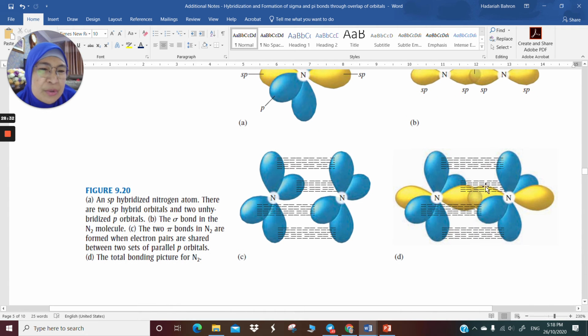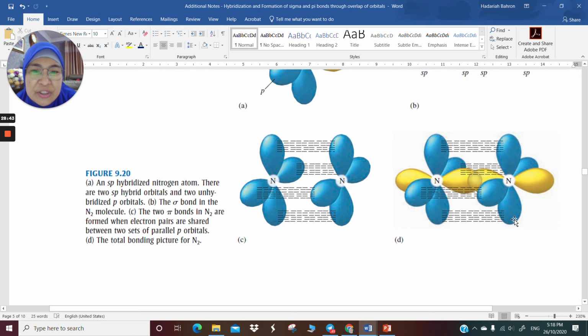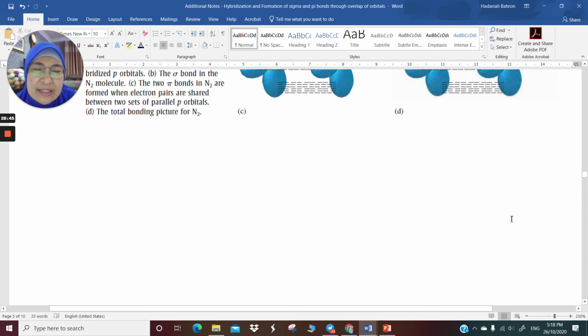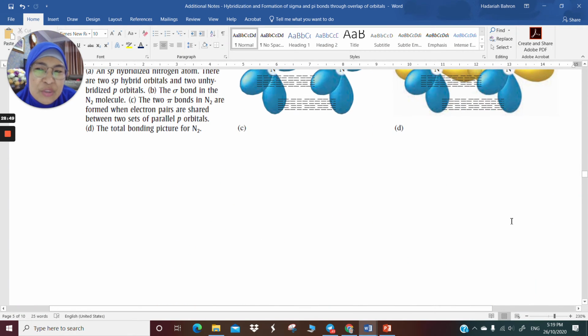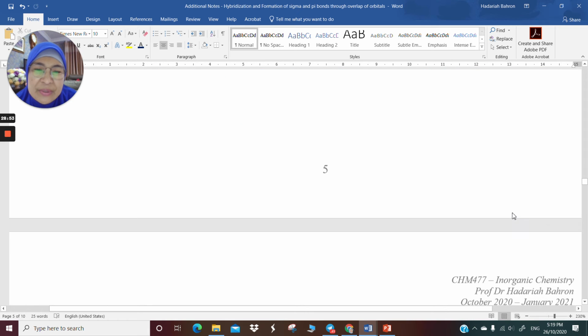So if you want to draw the whole picture of a nitrogen molecule, you have the yellow sigma bond and you have the blue overlap to make two pi bonds. Yep, so that's how you get it. So that is the coverage for sp, sp2, and sp3.